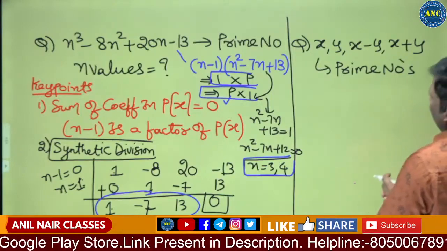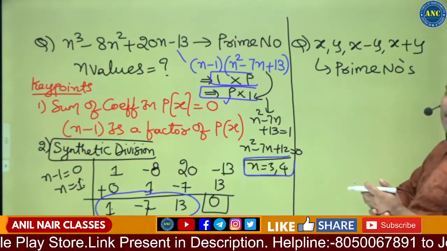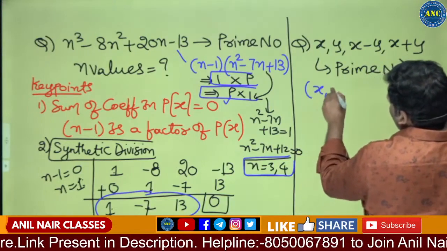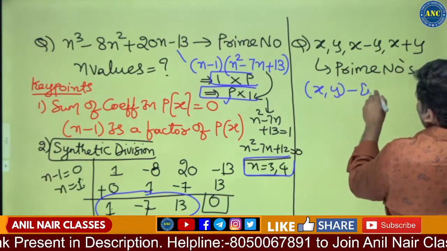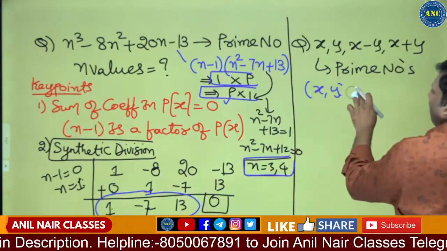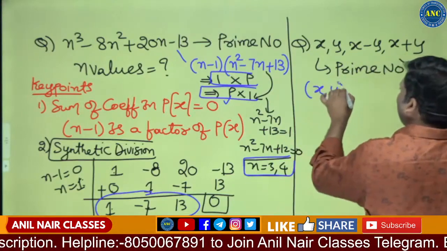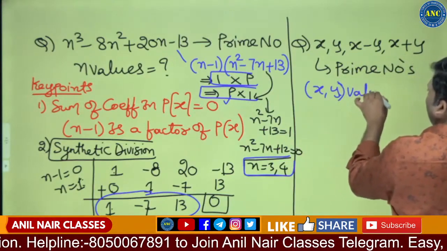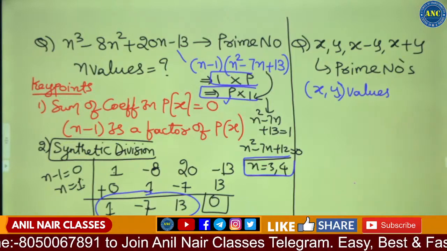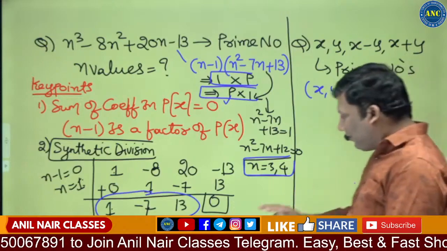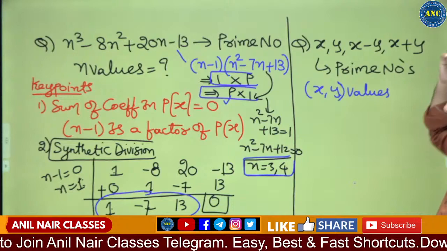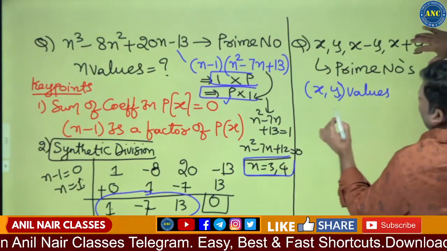x comma y comma x minus y comma x plus y are prime numbers. How many values will xy take? Very, very good question. Now listen carefully. x comma y comma x minus y, x plus y. x and y are natural numbers.